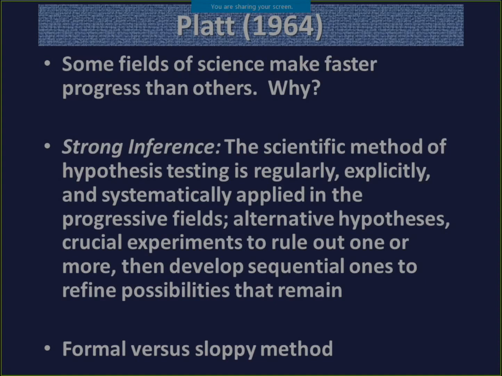And this method includes, first of all, devising alternative hypotheses, then devising a crucial experiment or a series of them with alternative possible outcomes, each of which will as much as possible exclude one or more of the hypotheses. Then carrying out the experiment so as to get a clean result, and recycling the procedure to develop sub-hypotheses or sequential ones to try to refine the possibilities that remain, and doing all of this as part of long-term research programs. He notes that while this is understood to be the way science works, actually in practice we often forget to clearly follow all of these steps.